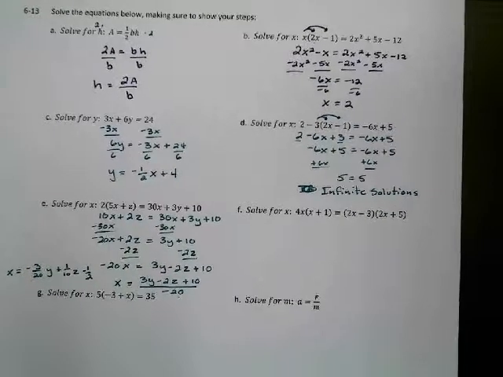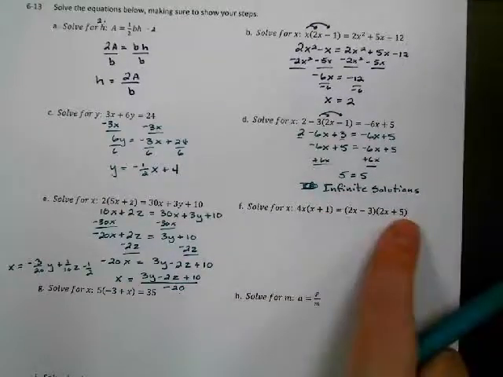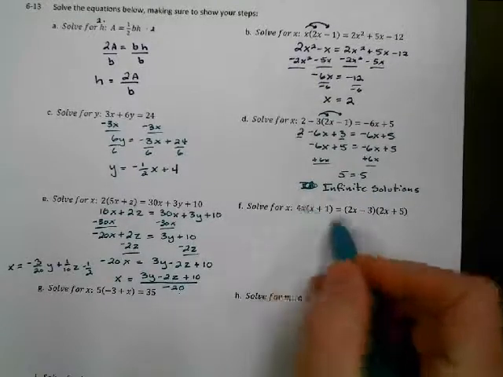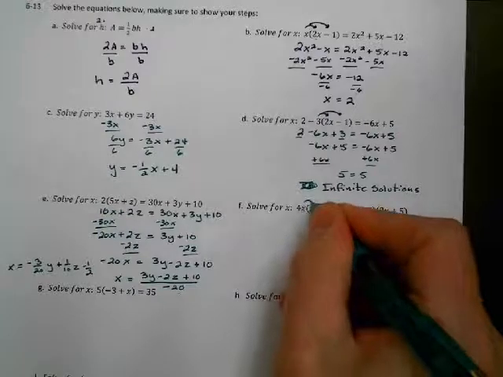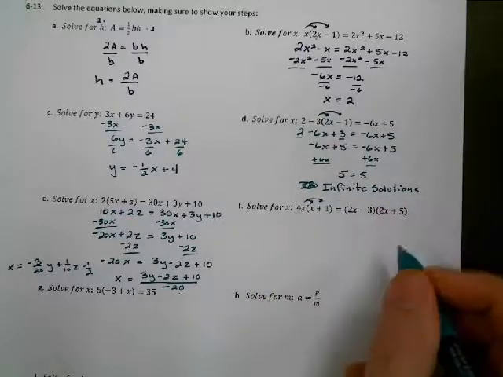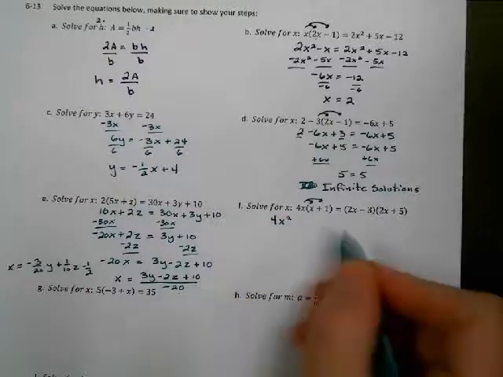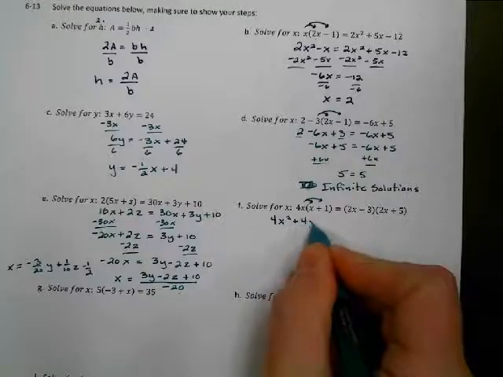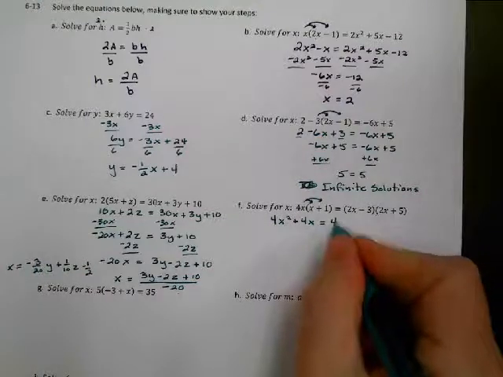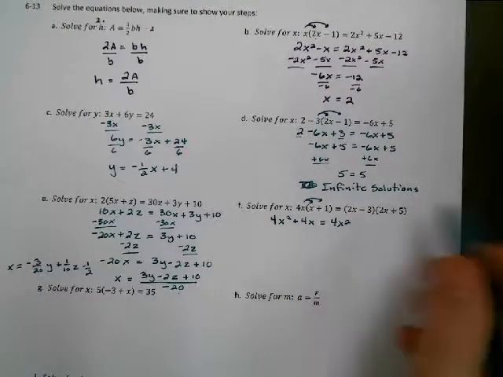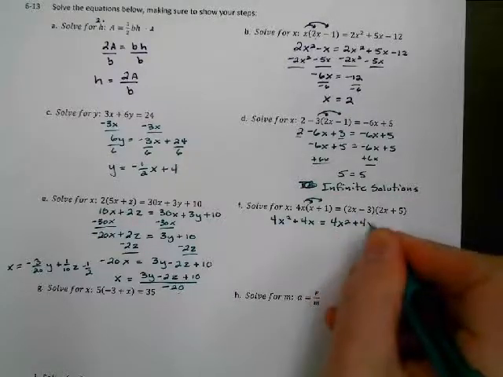Next one. So on this one, solving for x, I only have x's in there. So I'm going to distribute here. So I should get just one answer here. So I've got 4x times x and 4x times 1. So this is going to give me 4x squared plus 4x. On the other side of the equation, let's see, 4x squared, negative 6 and positive 10, so that's going to be positive 4x, and negative 15.